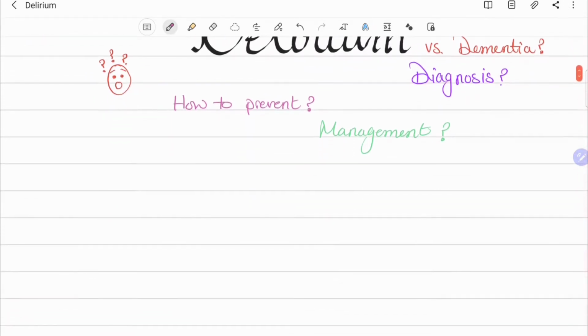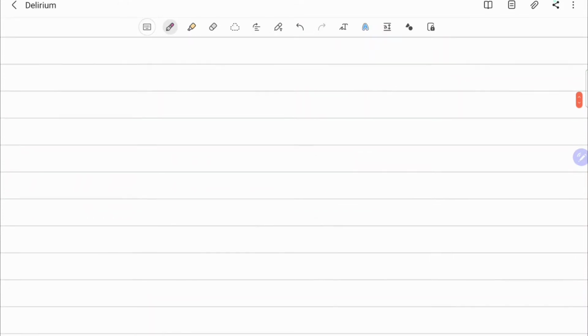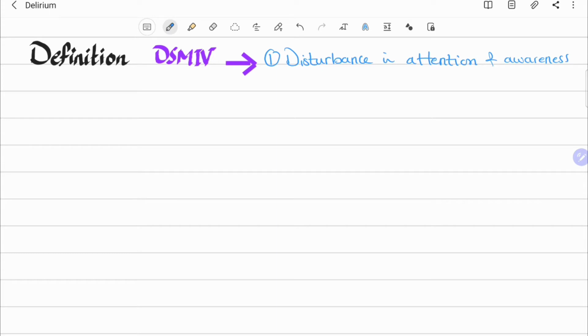So let's start with the definition of delirium. The American Psychiatric Association's Diagnostic and Statistical Manual of Mental Disorders, 5th edition, the DSM-5, lists 5 key features that characterize delirium. The first one is disturbance in attention, which is reduced ability to direct, focus, sustain, and shift attention, and disturbance in awareness.